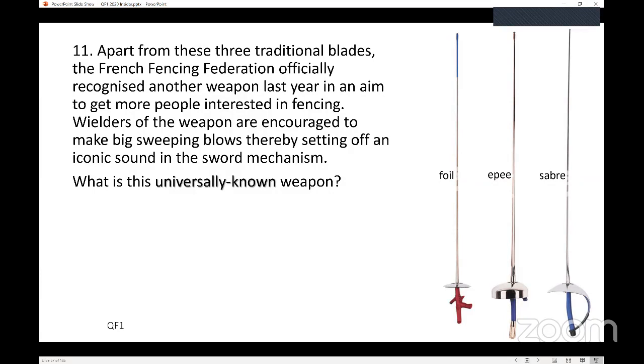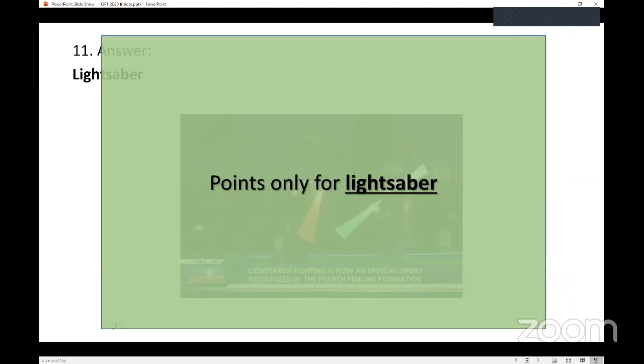Is this the lightsaber? That is correct. This is the lightsaber. So if you've written lightsaber, you get full points. If you've made small spelling mistakes, added a space, put a hyphen in between, S-A-B-R-E, all of that is fine. This is a lightsaber.